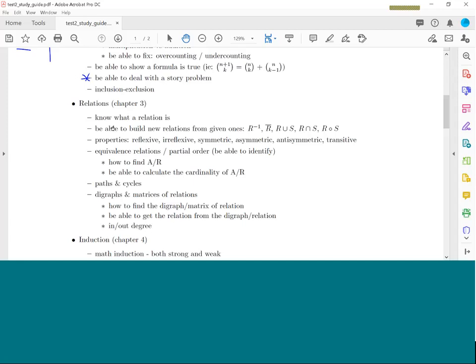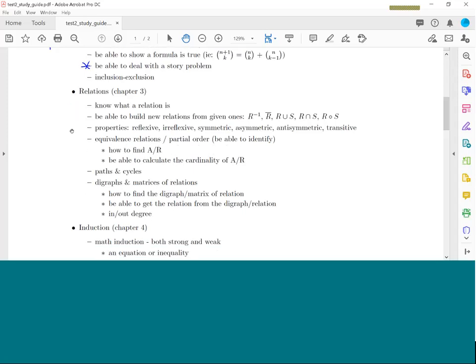With relations, we did a fair amount, but this here is specifically the intro stuff to relations before we got into either functions or posets. So you need to know what a relation is. Specifically, if you're looking at a relation, we are looking at the ordered pairs. So this is a subset of a cross product.